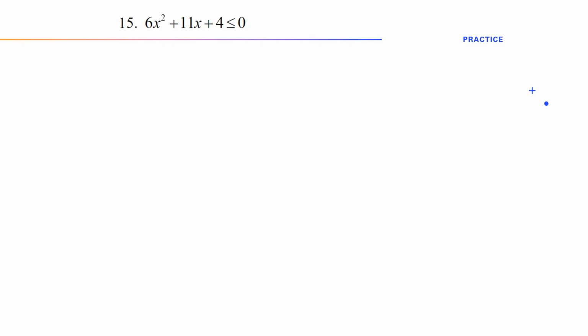Number 15, 6x squared plus 11x plus 4. Now we know that we have 6 times 4 is 24. 24 we can use 12 and 1.